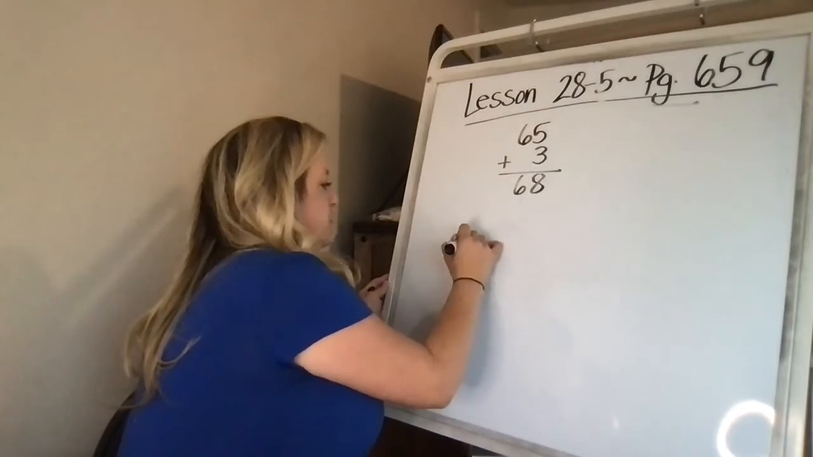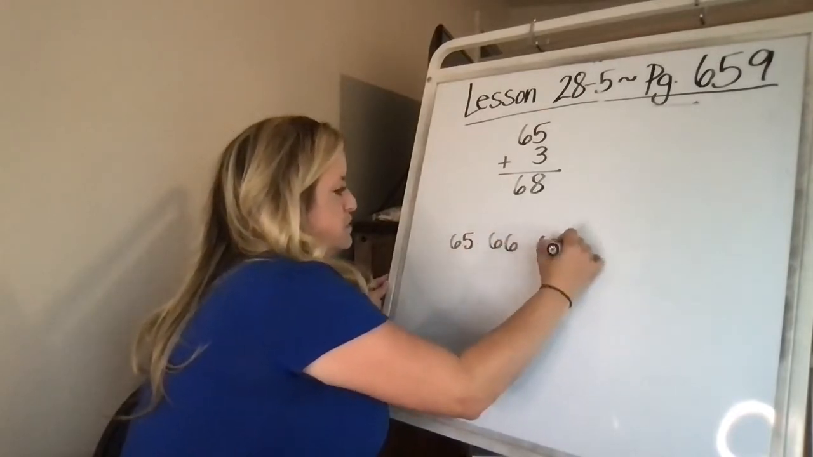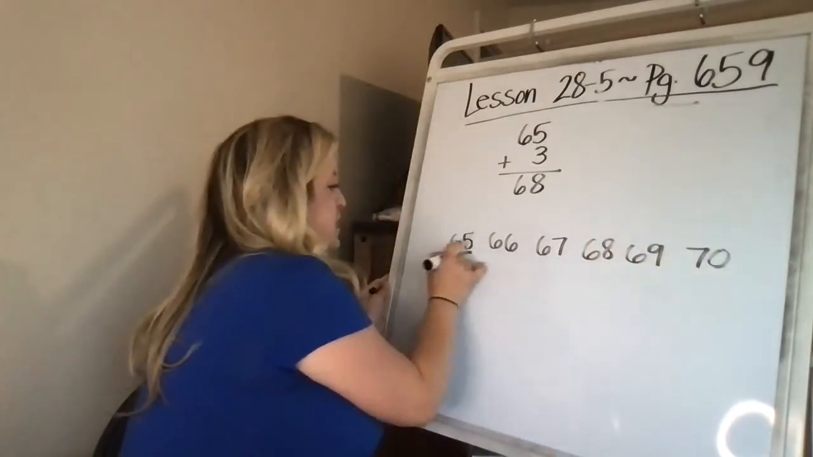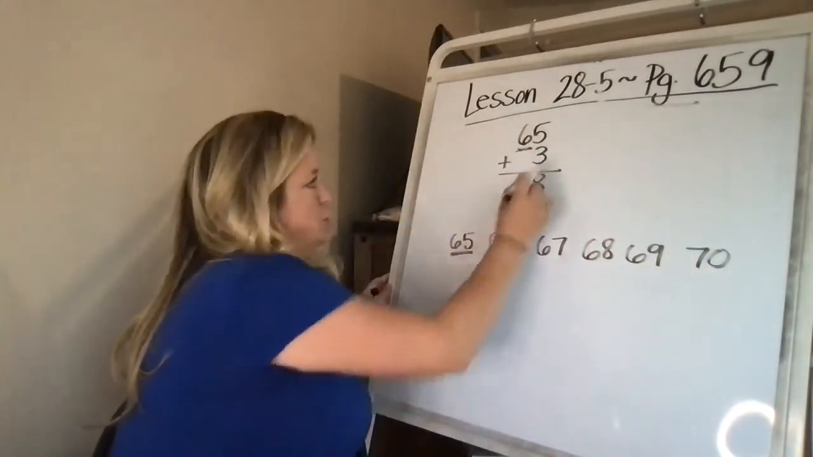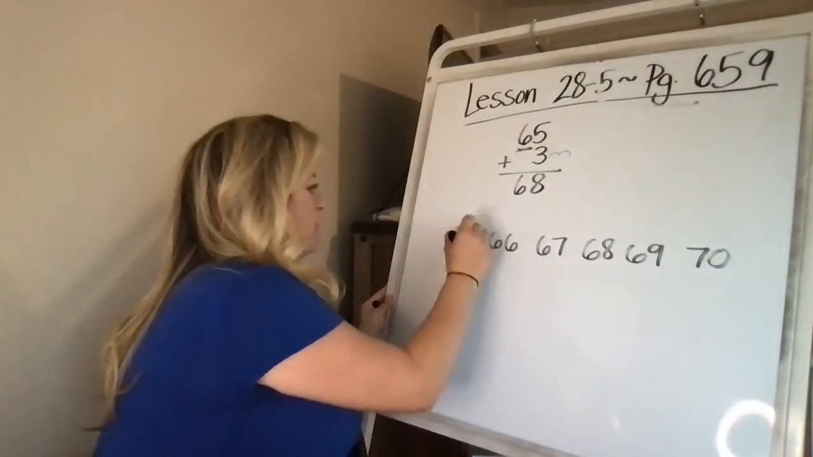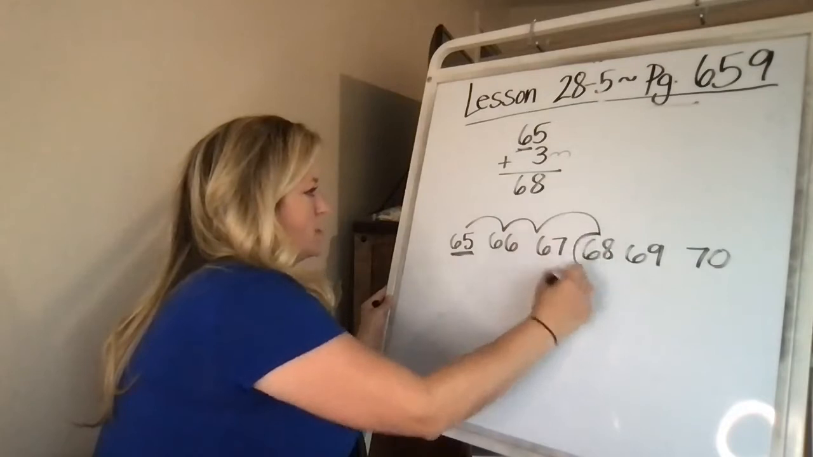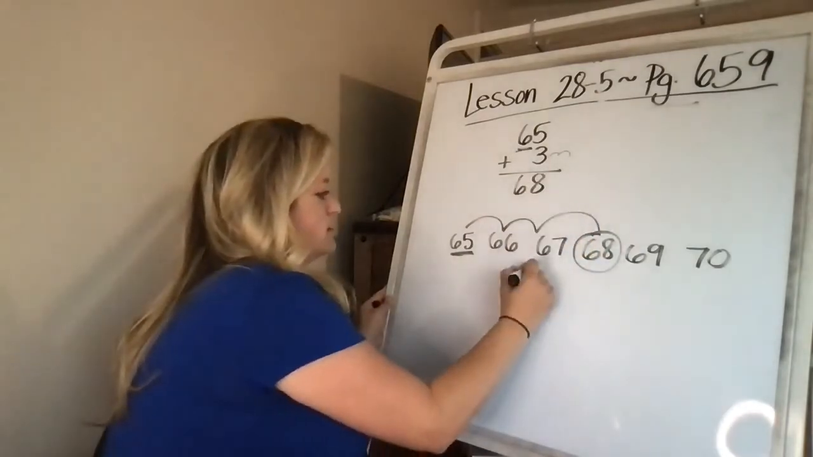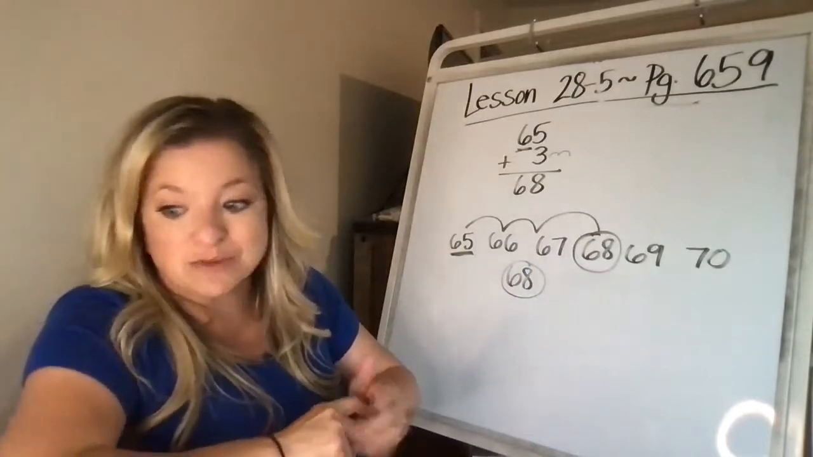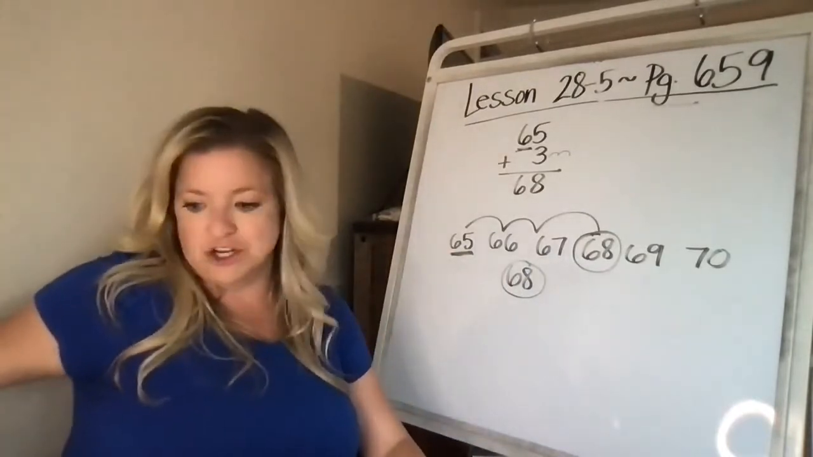You could also use a number line. Start out at 65 and we're going to jump 3 spots. So we're going to start at 65. 1, 2, 3. Circle where you land. The answer is 68. Swap out my marker because this one is no more.